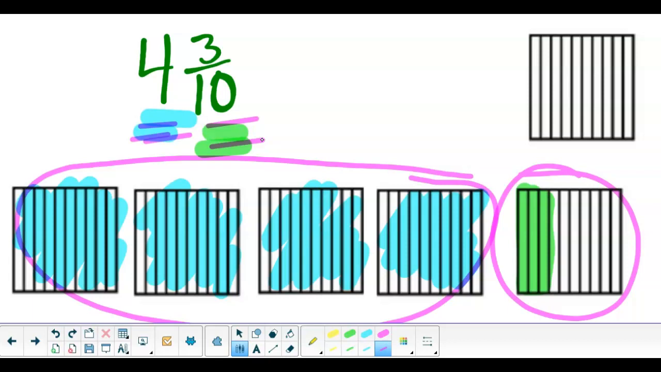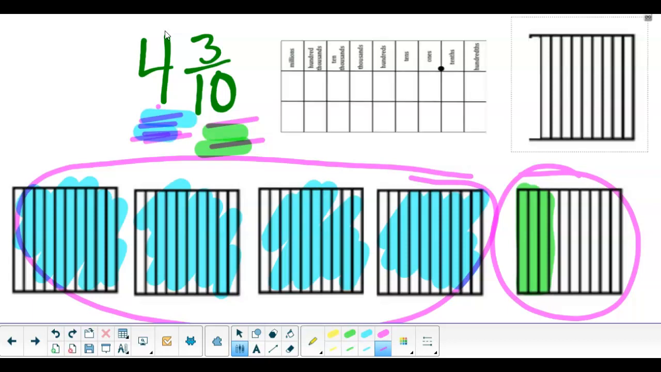So how can I write 4 and 3 tenths as a decimal? Well, 4, what is the value of 4? 4 would go in my what place? That's right, 4 would go in my ones place because that's its value. Then 4 and, so I put my decimal point, 3 tenths. So 4 and 3 tenths is the same as 4 and 3 tenths.